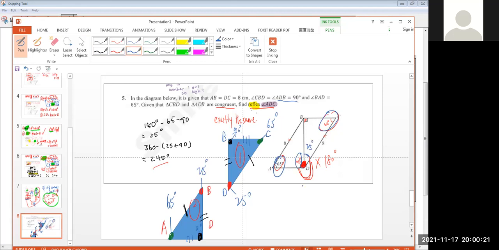So how do you do it? You just do 360 minus it. That's why you get this. Okay, so that's how you get it. Your working here is the same, but I just want to let you know the meaning of congruent is exactly the same. Okay, good. Next.